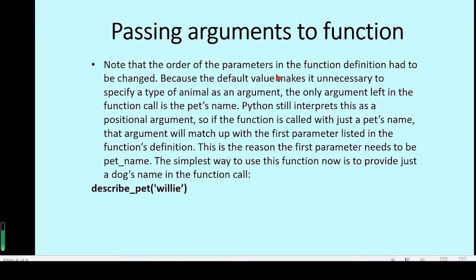Notice that the order of the parameters in the function definition had to be changed because the default value makes it unnecessary to specify a type of animal as an argument. So the only argument left in the function call is the pet's name. So Python still interprets this as a positional argument. If the function is called with just a pet's name, that argument will match up with the first parameter listed in the function's definition. So this is the reason the first parameter needs to be pet name. And the simplest way to use this function now is to provide just a dog's name in the function call.